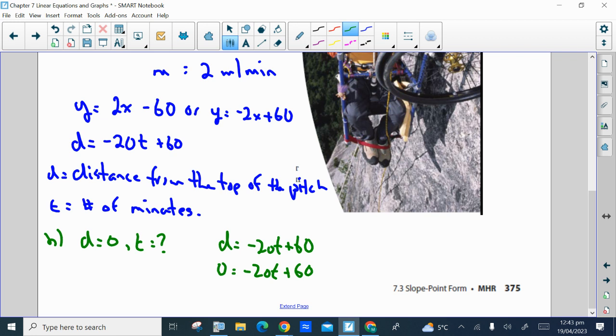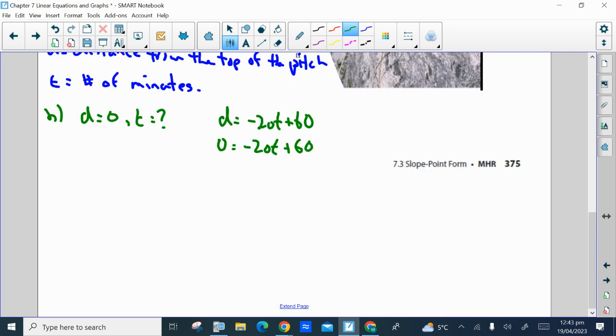And now we want to solve for T. So to get T by itself, I'm going to start by adding 20T to both sides. And what that does, it makes our T term positive. So that'll leave us with 20T on the left equaling 60 on the right. And then we would divide both sides by 20.